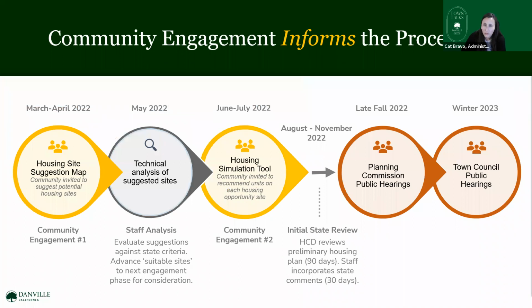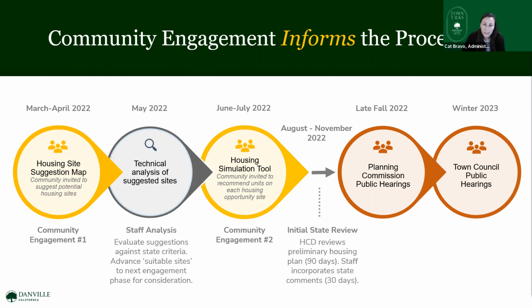Part 1 of the process was launched with the housing site suggestion map, which I will demonstrate shortly. This allows community members to drop pins on sites they believe have opportunity for future housing. During and following the close of the tool, staff will conduct an analysis of all sites suggested against each site criteria. Sites that meet the state's criteria will then be incorporated into part 2 of the engagement phase.